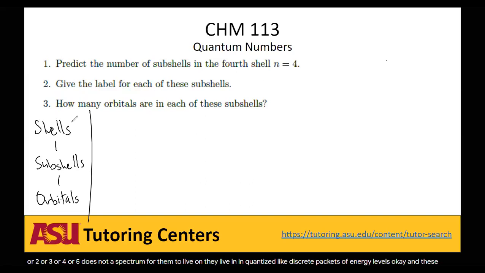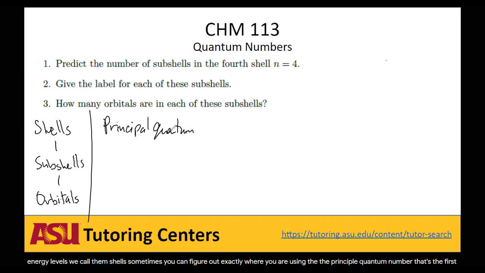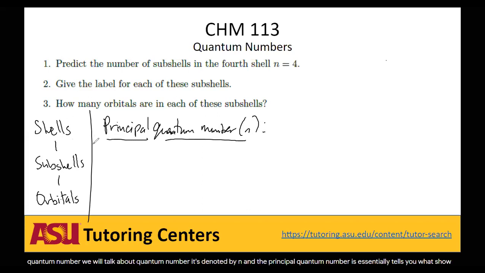You can figure out exactly where you are using the principal quantum number. That's the first quantum number we will talk about. It's denoted by n. The principal quantum number essentially tells you what shell you're in. It tells you how far you are from the nucleus.